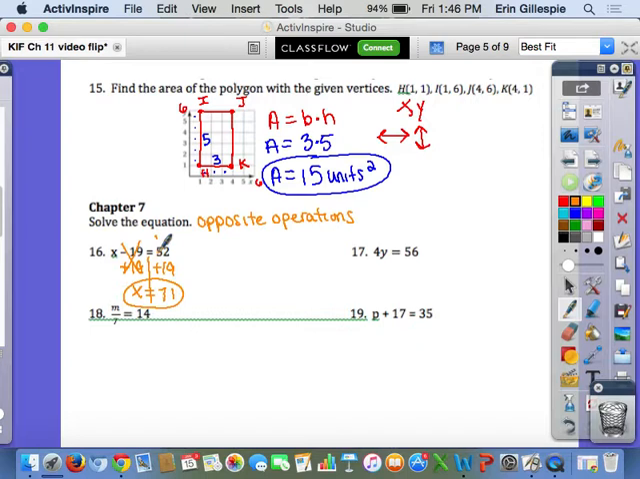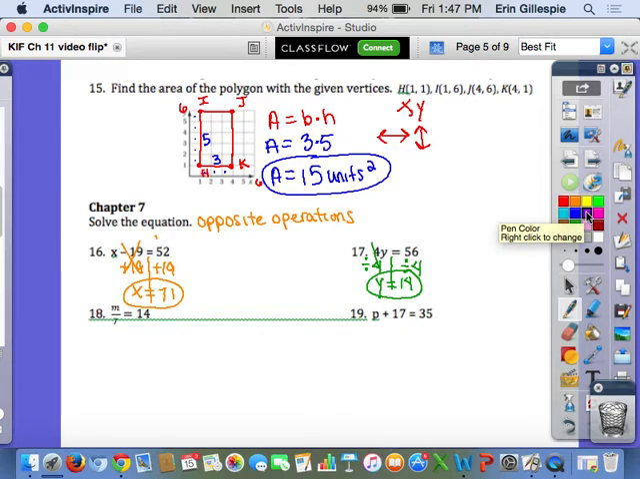17, 4y equals 56. So 4y means 4 times y. So the opposite operation of multiplying would be to divide by 4. So that leaves me with just a 1y. Then I just need to figure out what 56 divided by 4 is. It's 14. So y equals 14.